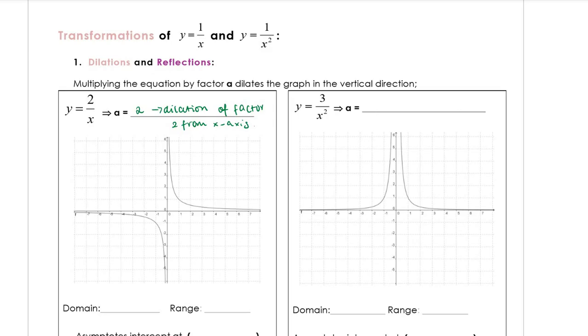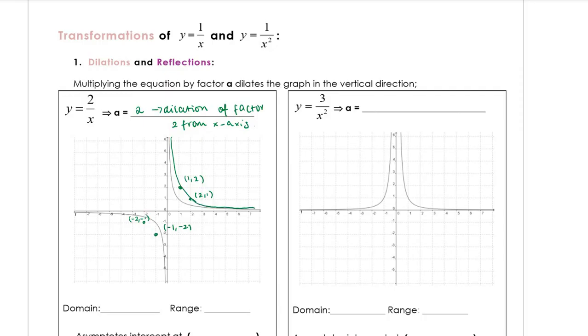Now, because we're dilating 2 from the x-axis, this point here is going to double. So 1, 2 is going to become one of my new key points, and that 2, 1/2 is going to become 2, 1. Okay, so all those values are doubling. Same thing on this end here, it hasn't been reflected, it's just been stretched a bit. Okay, so these are the new points we're working with, and then it's a matter of just connecting the dots.